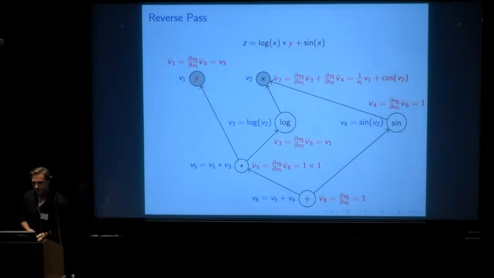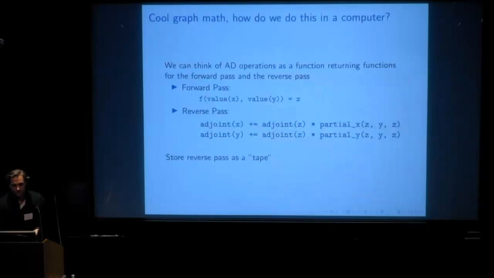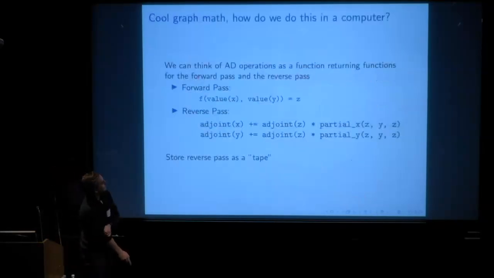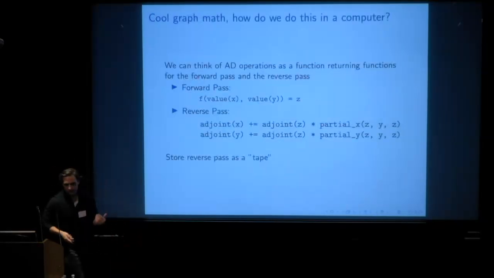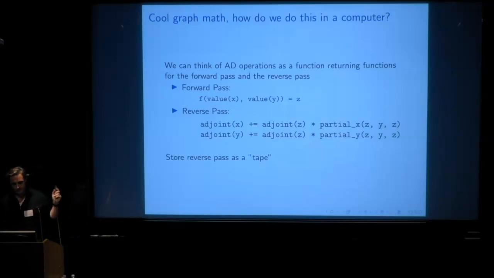And this is a nice example because if you just work it out by hand, the partial of this equation with respect to y is just log of x. And the same thing is true for the partial with respect to x. So it's nice that you can hand verify that this is how it all works. But again, how do we take this expression graph and put it into a computer? We need some way to think about this expression graph where we do a forward pass and a reverse pass, accumulating these adjoints with respect to each of their partials.